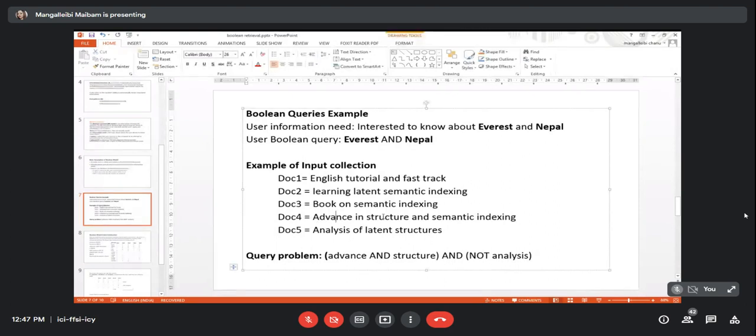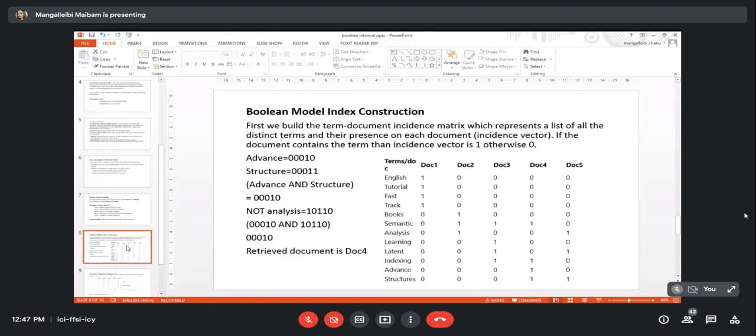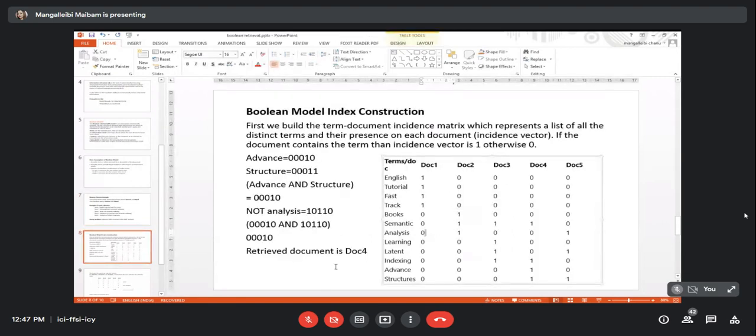So advanced and structure both are there in D4 and not analysis. So analysis is not there in D4. So the retrieved document for the given query is D4. So this is how we retrieve document using Boolean model index construction.